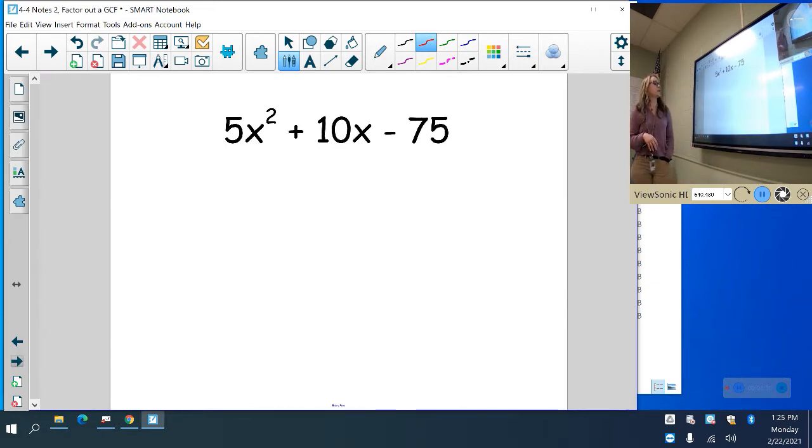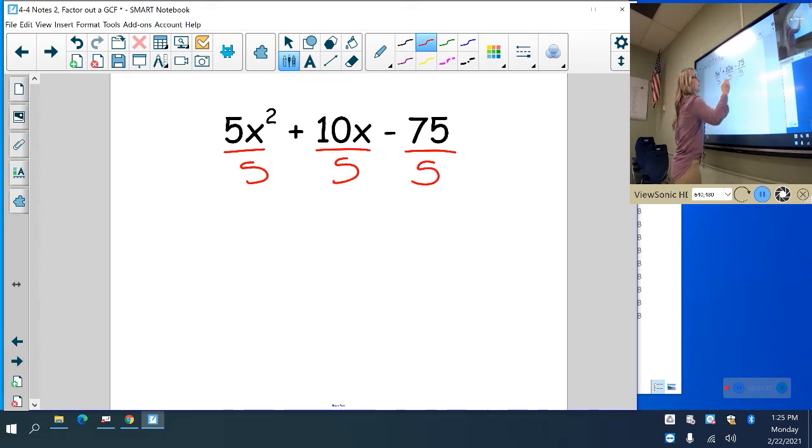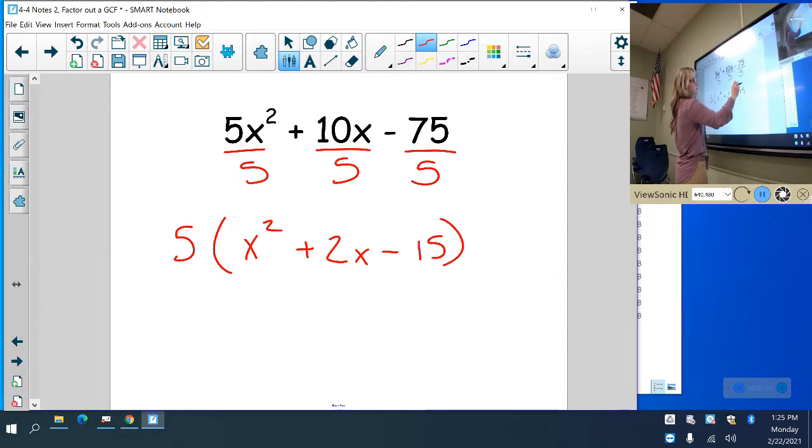All right, the next one, greatest common factor, 5, 10, and 75. Well, the greatest common factor for this one is going to be 5. So I'm going to divide by 5, divide by 5, divide by 5, put the 5 out in front, and then simplify. 5 divided by 5 is 1, so I have x squared plus 2x, because 10 divided by 5 is 2, minus 75 divided by 5 is 15. Now I'm going to try to factor the rest. We'll try it and see if it works.